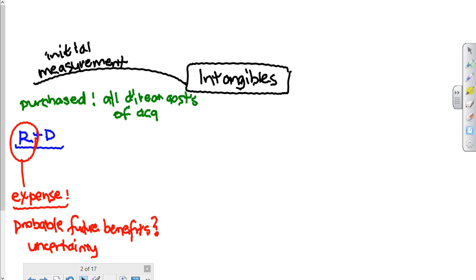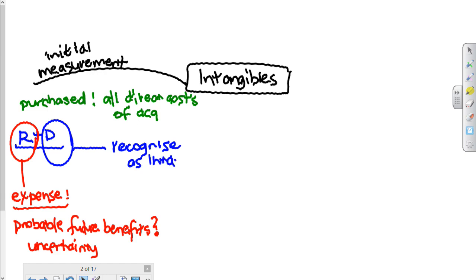So R&D, research piece, we expense. Why? It's not that we can't measure it, because we can measure it if it's research. We can actually go and see who did the research, what costs we incurred doing that research. It's because the probability of the future benefits is not there. So therefore, we can't recognize an asset. We have to expense it. With the development piece, we are allowed to recognize as an asset. So the development piece, we recognize as an intangible.